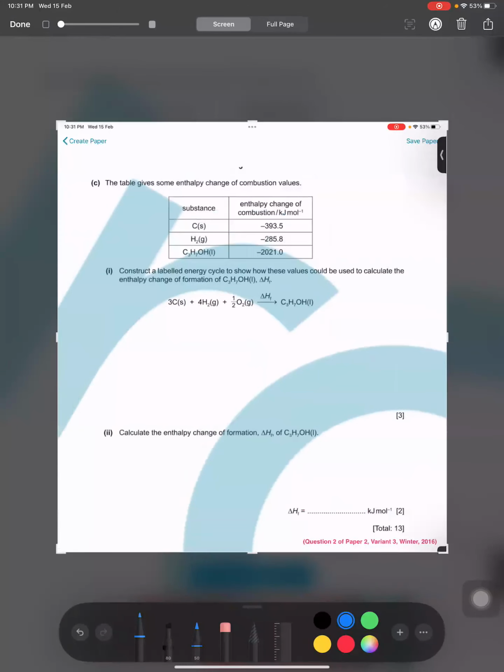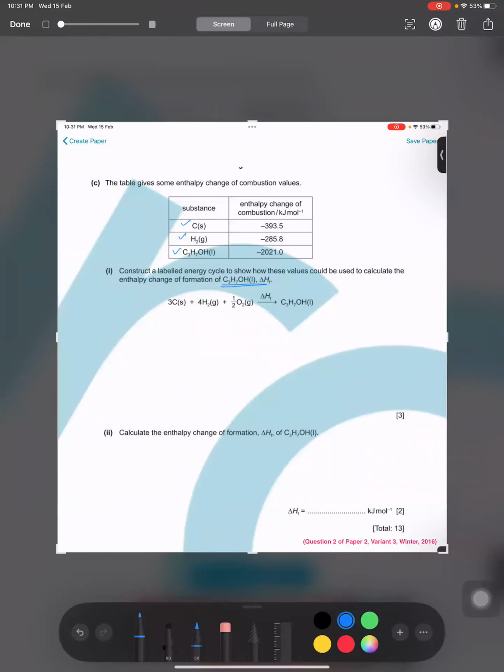They are saying that we have the table which gives some enthalpy changes for combustion values: the combustion of carbon, the combustion of hydrogen, the combustion of propanol, right? They are saying construct an energy cycle to show how these values could be used to calculate the enthalpy change of formation of this. This is formation, right? So how can we form this cycle?